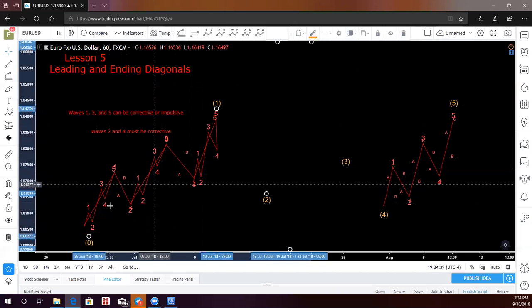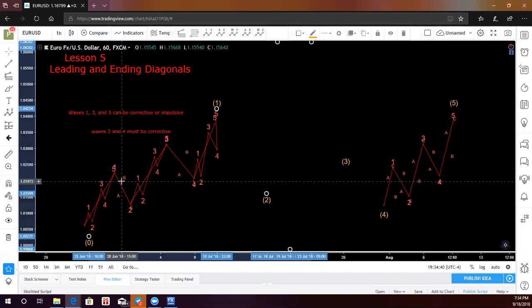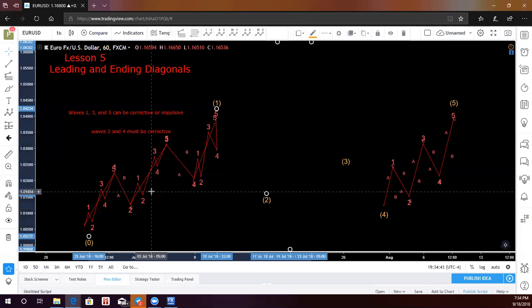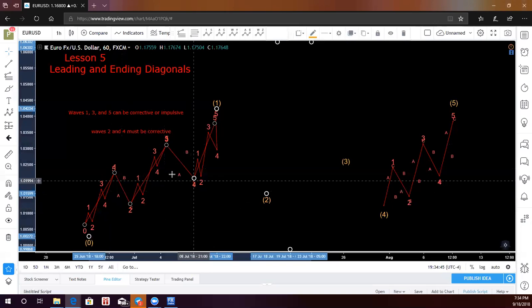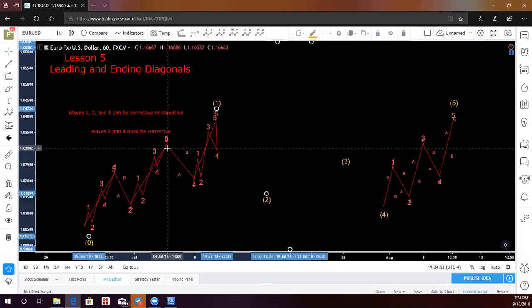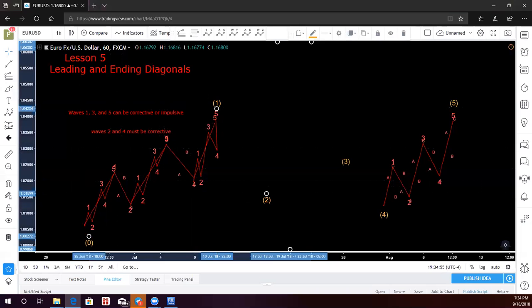Now, some guidelines. Wave 1 is usually the longest wave. Wave 3 cannot be the shortest wave. Wave 4, again, must interfere with the price of wave 1. And this will only occur in wave 1 of an impulse or wave A of a correction. And that is about it for a leading diagonal.